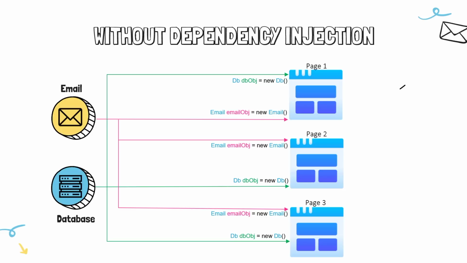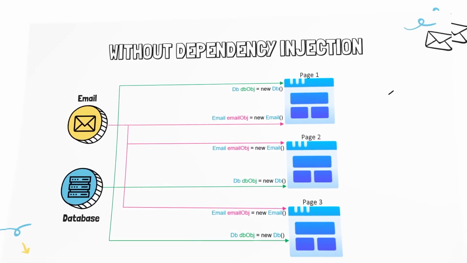On top of that, what happens in future if you change the implementation of how you access the database or email? Based on the current configuration, you might have to make that change in all of the 3 pages, which is a big mess because right now it's 3 pages. Down the line, it could be 30 or 300 pages.